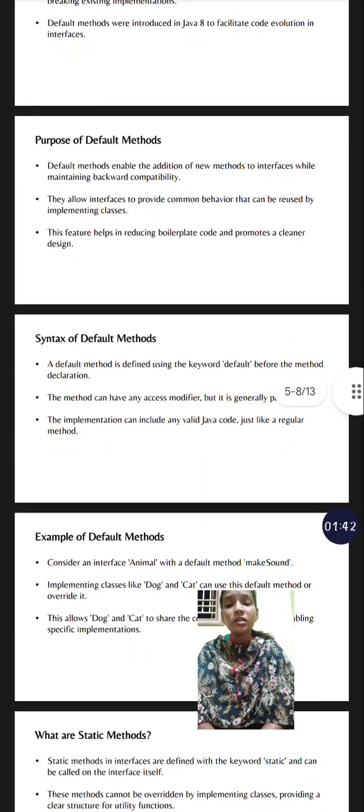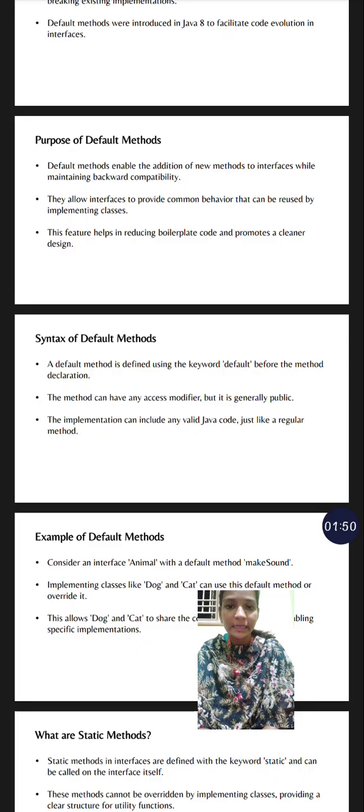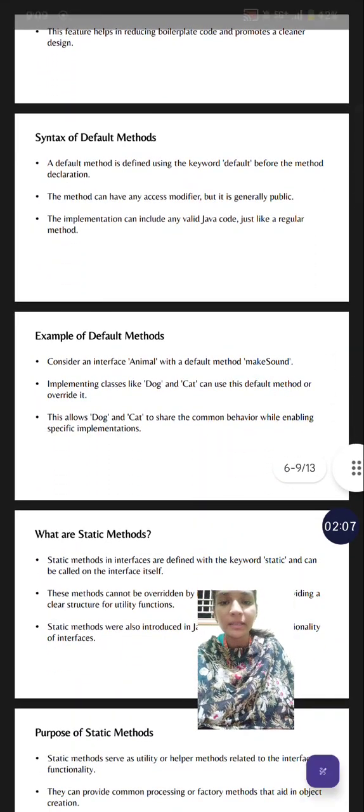Next step, syntax of default methods. A default method is defined using the keyword default before the method declaration. The method can have any access modifier, but it is generally public. The implementation can include any valid Java code, just like regular methods. This is the syntax of default methods.